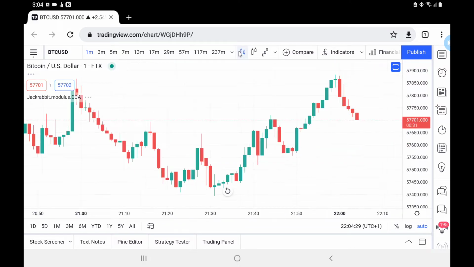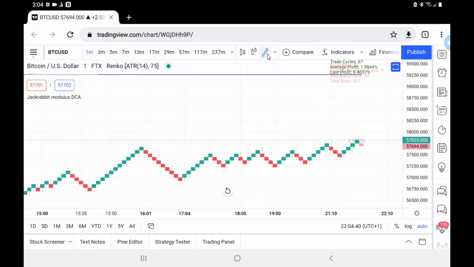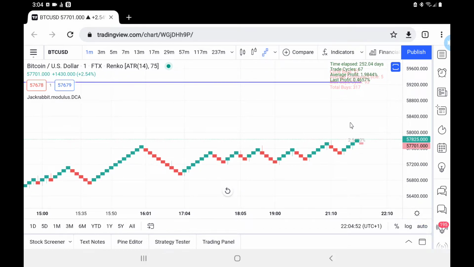Let's go back to the original. 46 trade cycles at 0.3% profit. Renko candles are 67 trade cycles at 1.9% profit. So now let's cover the details. Let's start with time elapsed.